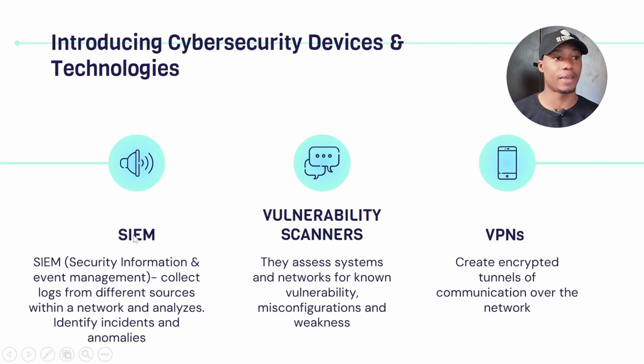So the next one is a SIEM, which is the Security Information and Events Management System. What this one does is that it collects logs from different sources within a network and analyzes those logs. So it checks those logs and says, are these things normal? Is this activity normal? Is someone supposed to be able to access this? So that is what a SIEM does. Almost all the top organizations use a form of a SIEM because it is really important. Okay. So it identifies incidents and anomalies.